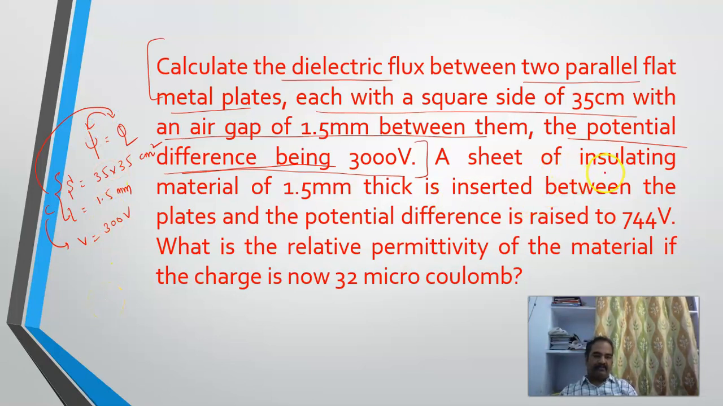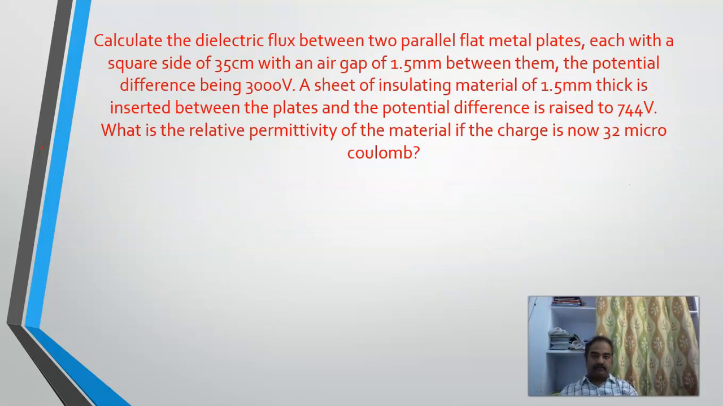And next, a sheet of insulating material of 1.5 mm thick is inserted between the plates. Entire thickness of 1.5 mm is now some insulating material. So if you insert this material, the voltage now is 7440 volts. What is the relative permittivity of the material? The charge now is 32 microcoulomb. Okay. So now what is the answer for this one? We take it as 7440.